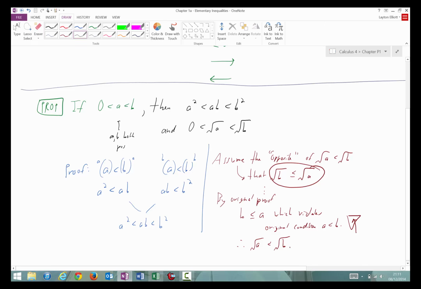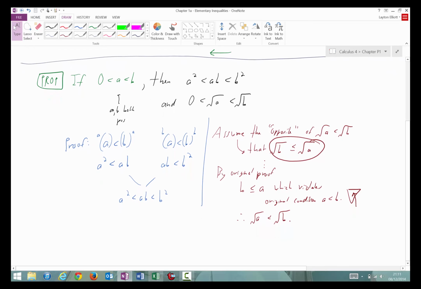So what we do is we say, assume the opposite. Assume that the square root of B is less than or equal to the square root of A. We show that this can't possibly be true, because by using this proof we did before, that would mean that B is less than or equal to A, which is impossible, because it violates the original condition. That's a contradiction. Therefore, the other thing has to be true. Square root of A is less than the square root of B. This is called a proof by contradiction. And it's a type of proof, one of many that we're going to study in this thing.